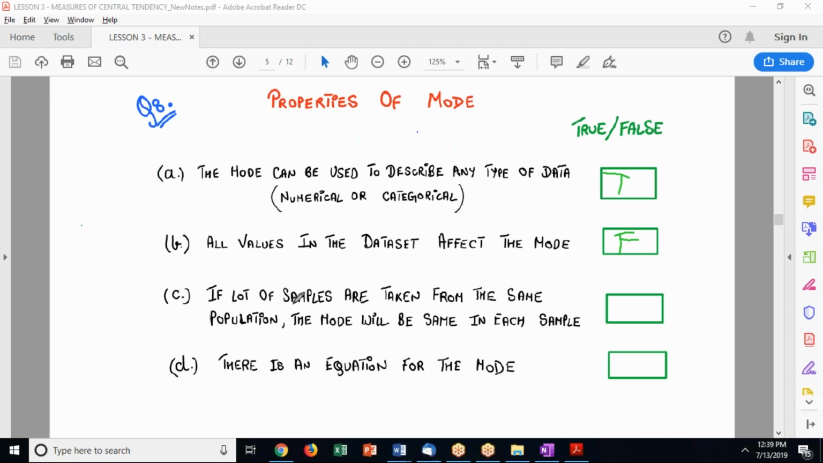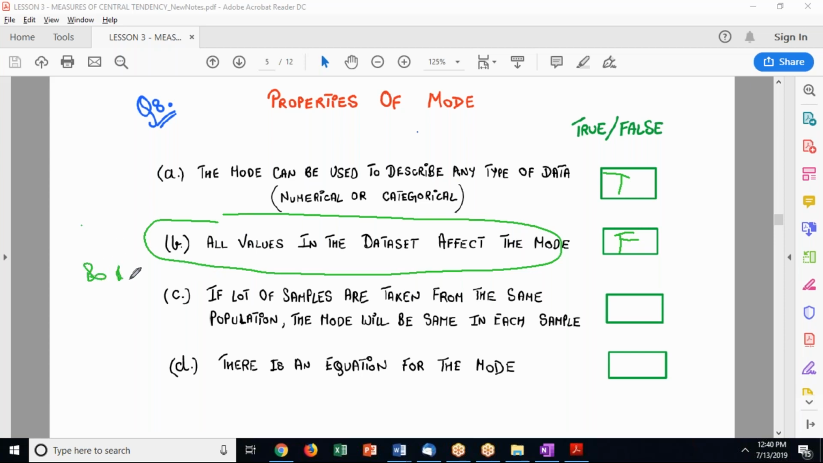You can be muted, a bit of background noise from somebody's side. So all values in the data set affect the mode; that's not true. Suppose 80 were Republicans and 20 were Democrats, right? Now, if I'm saying 21 is Democrat and 79 is Republican, does it make a difference? No, right? Or if I had another category, say, which has 5, my mode still remains Republican only.